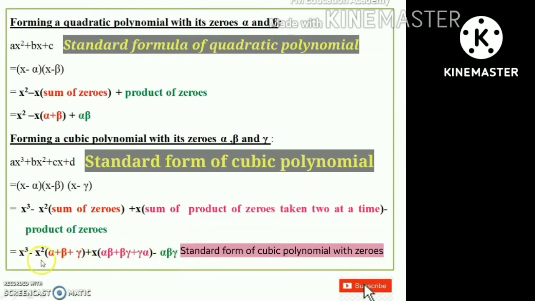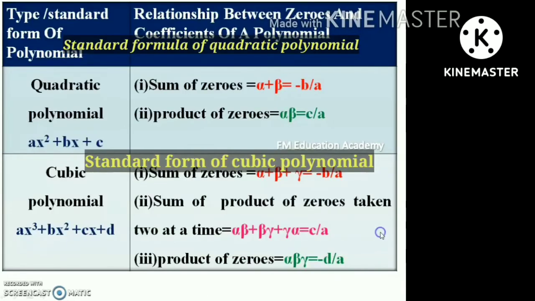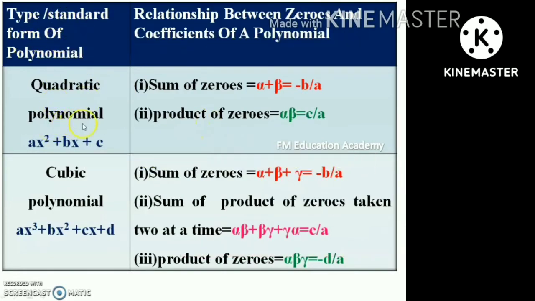So remember this, how we are decreasing it. Like here the power is 3, here the power is 2, here the power is 1, here the power is constant. You should remember like that. Now, what is the standard form of polynomial? Already I know quadratic polynomial is ax square plus bx plus c and cubic polynomial is ax cube plus bx square plus cx plus d.